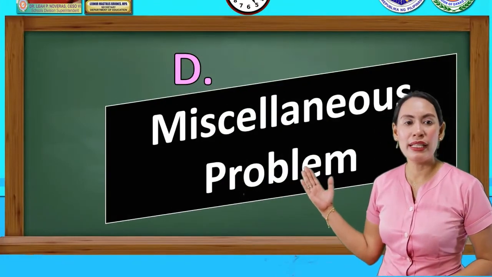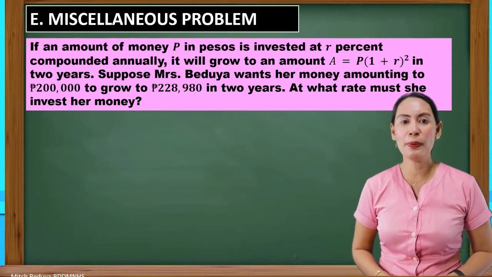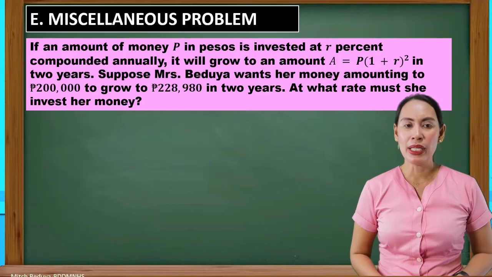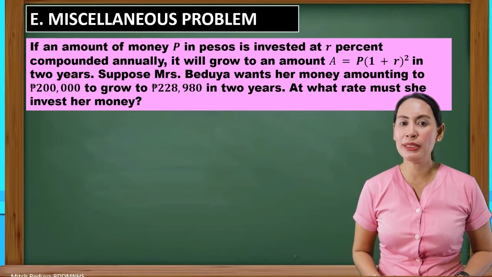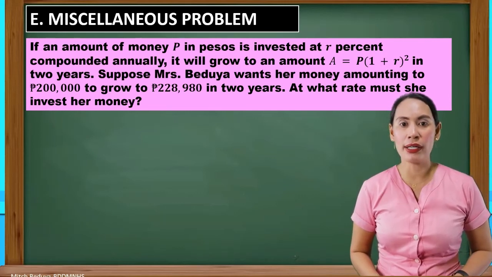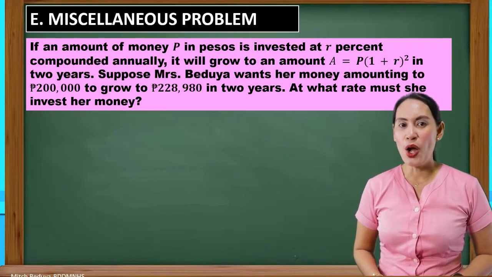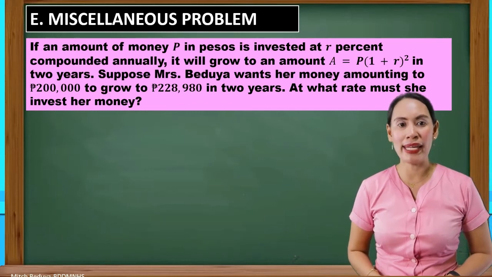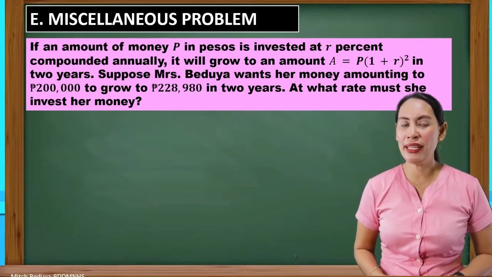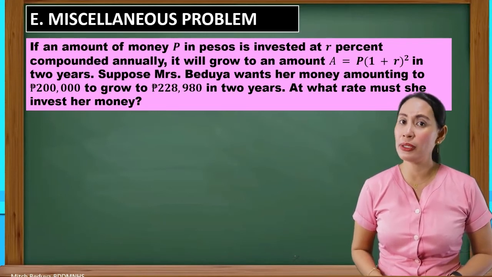Here's the example. If an amount of money P in pesos is invested at R% compounded annually, it will grow to an amount A equals P times the quantity 1 plus R squared in 2 years. Suppose Mrs. Biduya wants her money amounting to 200,000 pesos to grow to 228,980 pesos in 2 years. At what rate must she invest her money?